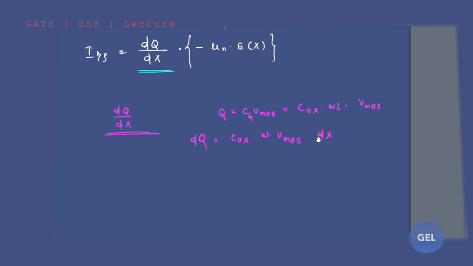If the Q value is into L, then for a small channel length there will be a small charge. Understand? We were calculating this value for the whole channel. Now if we talk about a small charge, that means we are considering a small piece of channel. In place of L I am writing down dx, because for dQ it would be dx. Yes or no? Yes sir. So I can say that dQ by dx is equal to C naught x into W into VGS.